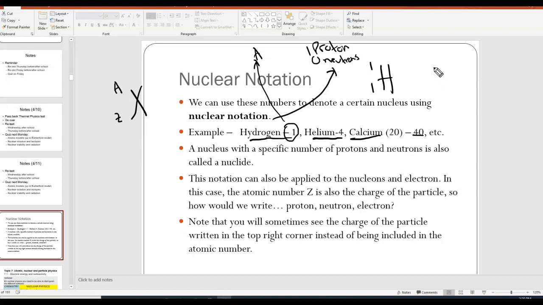Okay, what if I had hydrogen 2? What is hydrogen 2? We'll talk about that later. But hydrogen 2 I would write like this. Remember, the number that comes after the hyphen is always the mass number. So it would be H2.